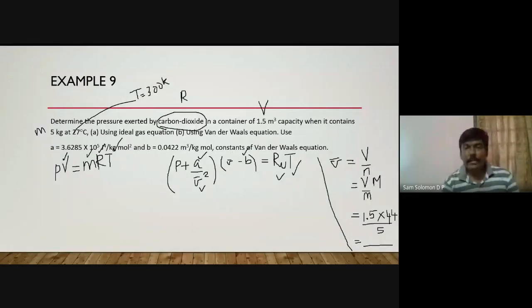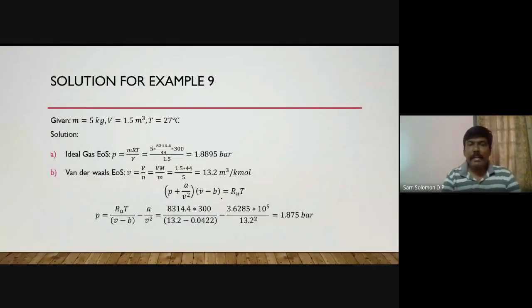You have to substitute the value of V bar here, and then you will end up getting the value for pressure. The only thing you have to be careful about is don't substitute the volume straight away; convert it to specific molar volume and then substitute it in the equation. You will get the answer for pressure. For the ideal gas equation of state, the pressure is 1.8895 bar. For the van der Waals equation of state, I get it as 1.875 bar.